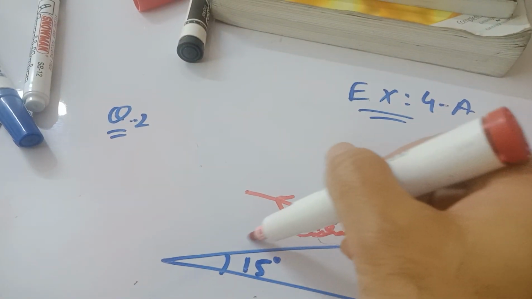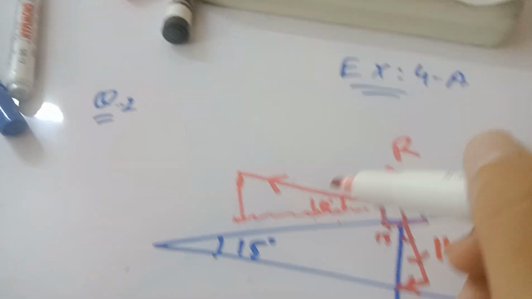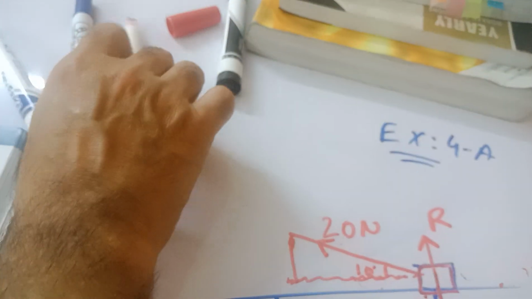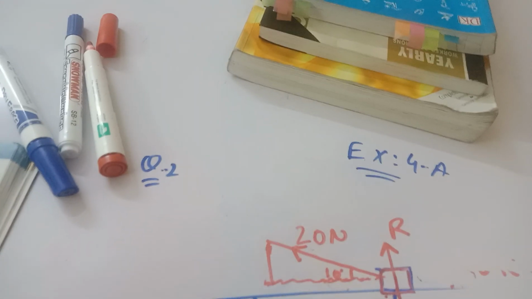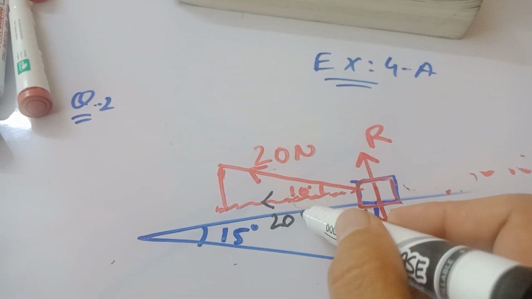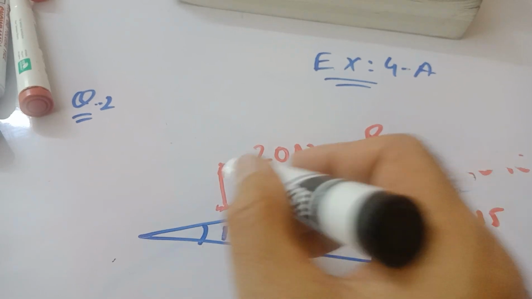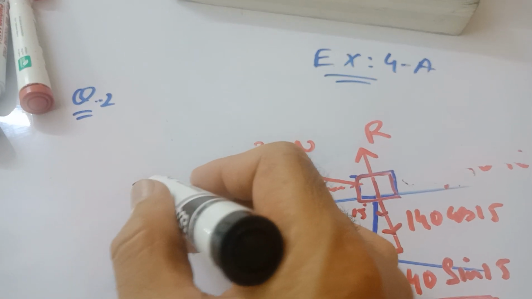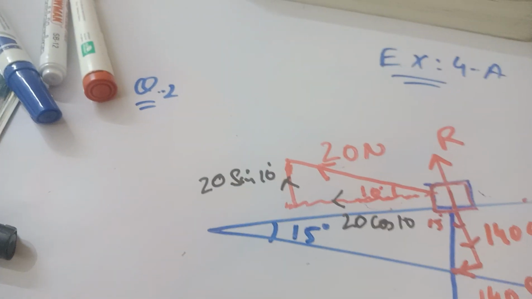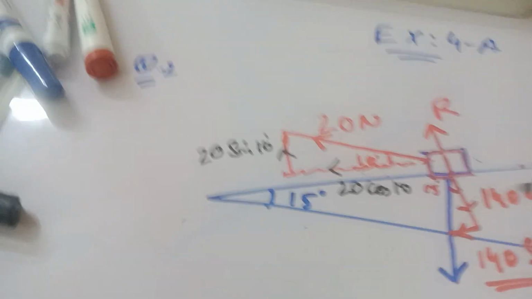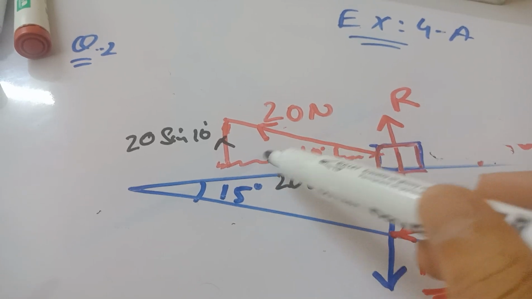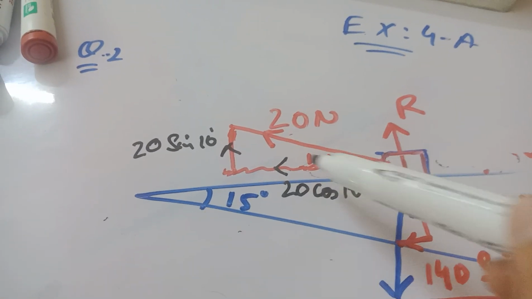Now it is still at rest. Okay, if I resolve this 20 Newton force using this 10 degrees, you see that this component over here is going to be 20 cos 10, and this component is going to be 20 sine 10. Okay, so you see that these two forces, the component of the weight and the component of this 20 Newton along the slope, are both acting downwards.